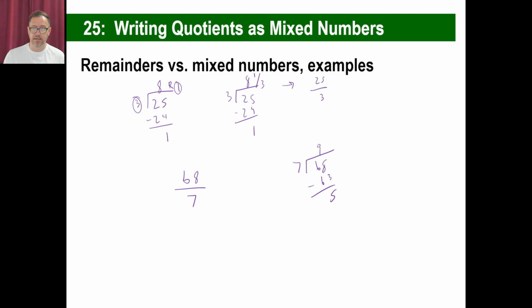Or you could just say 9, and then you tell me, based on this, what would the fraction be right here? The 5 goes on top, right? And the 7 goes on the bottom. There you go. So this 9 and 5/7 is the same thing as 68/7. So you can either write the fraction 68 over 7, or you can write it as a mixed number, 9 and 5/7. Same thing. Okay, that's all.